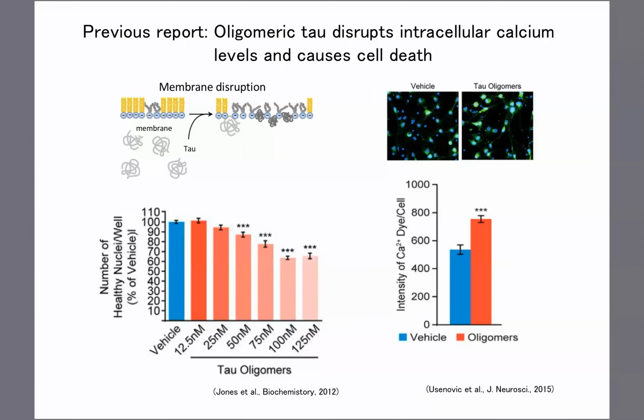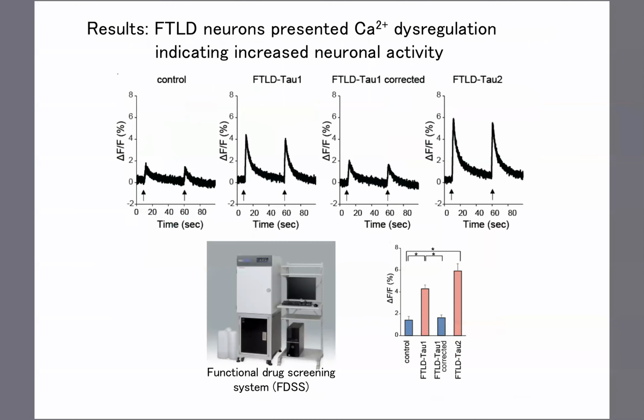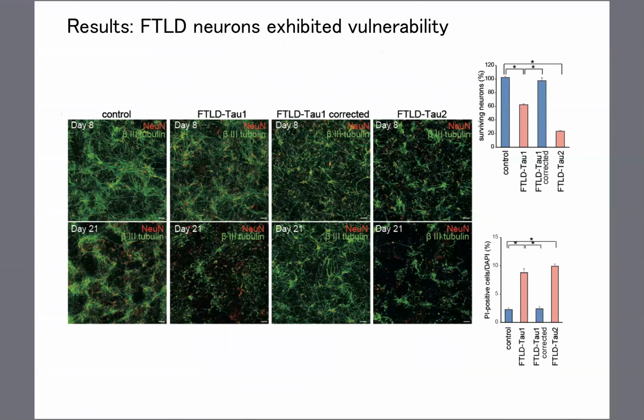Previously, it was reported that oligomeric tau disrupts intracellular calcium level and causes cell death. Neurons exposed to misfolded tau exhibited increased neuronal death and intracellular calcium level. Thus, we evaluated calcium transients of FTLD tau neurons by calcium imaging assay. Electrical stimulation increased intracellular calcium level, and the increase ratio was greater in FTLD neurons compared with control neurons, indicating increased excitability in FTLD neurons. Next, we investigated vulnerability of FTLD neurons to degeneration and found they were more vulnerable to undergoing cell death than control neurons.